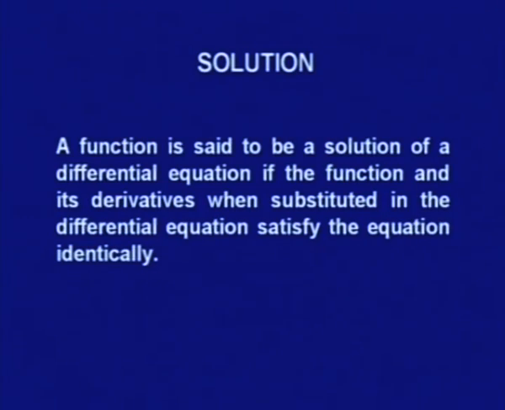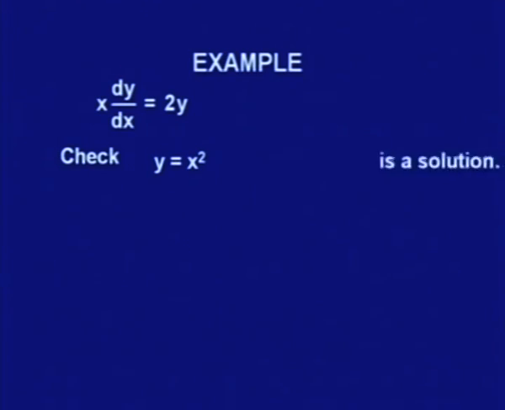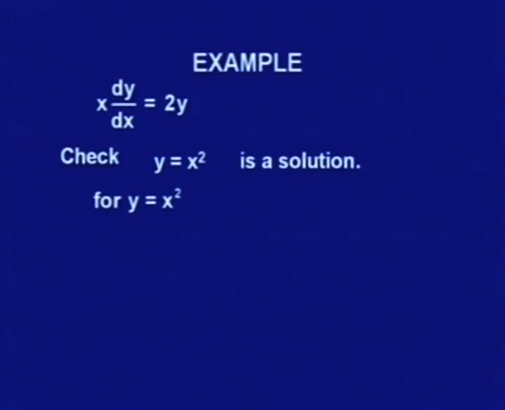Let us try to see it with the help of an example. Let us take this equation x times dy over dx is equal to 2y. We can check that y is equal to x square is a solution. How can we check? For y is equal to x square, what will be dy over dx? That will be 2 times x.